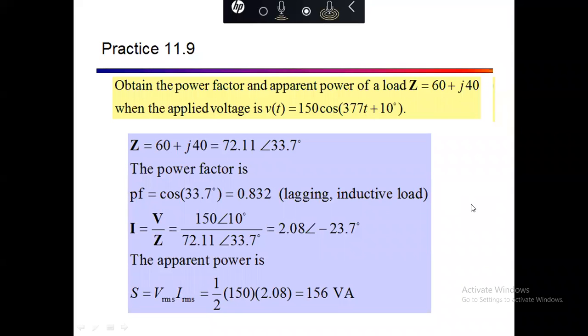Okay, let's start today's lecture. In the last lecture, I gave you a few examples to solve. In these examples, you have to find the power factor and the apparent power.